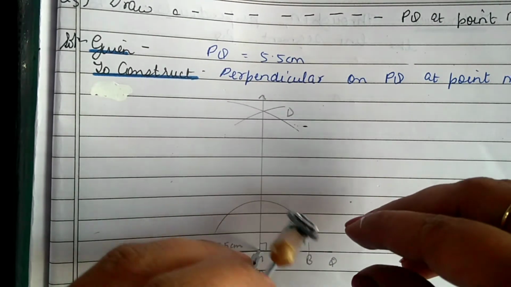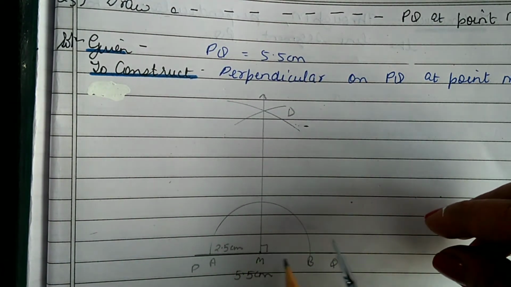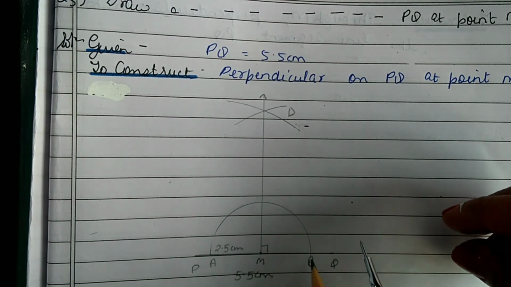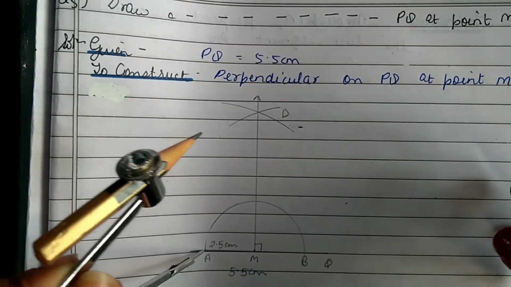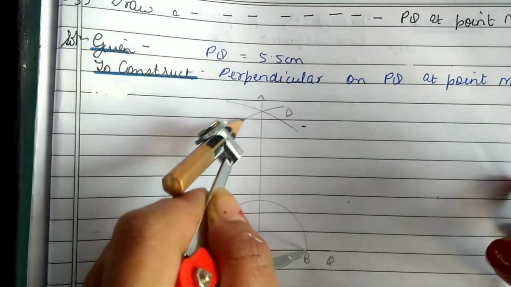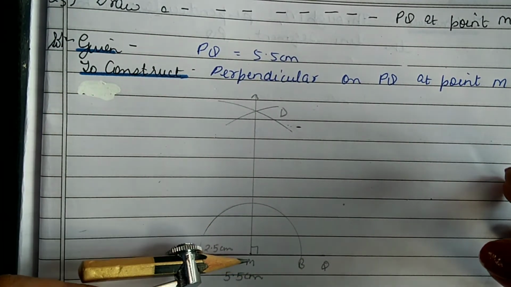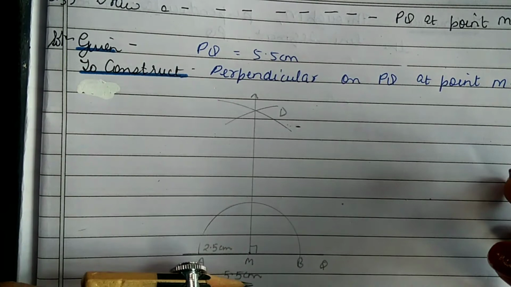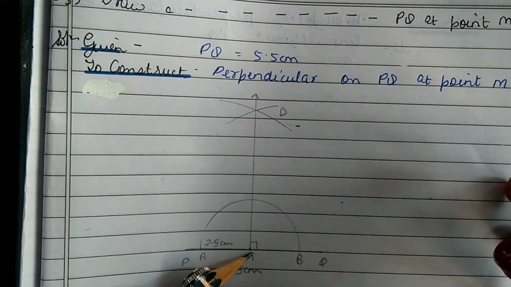You will draw the semicircle like this, and the semicircle will cut this PQ line at A and B. Now you have to cut an arc with A as center, cut an arc with B as center. It will intersect at point D. Then join this line to M. This is the perpendicular line which is perpendicular to PQ. If you will measure this, it will come 90 degree.